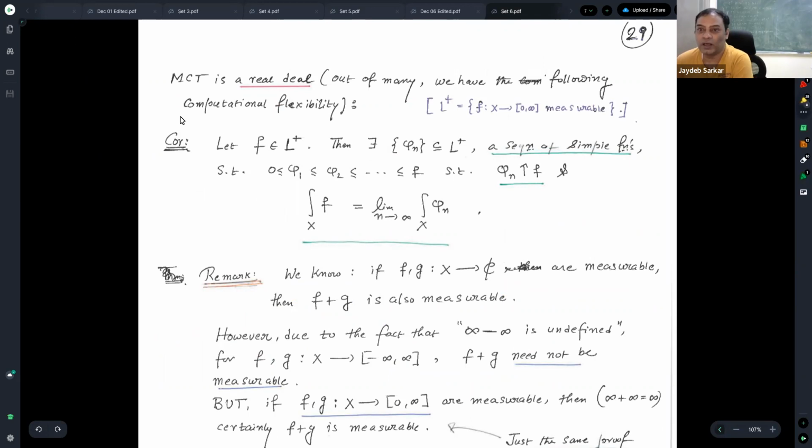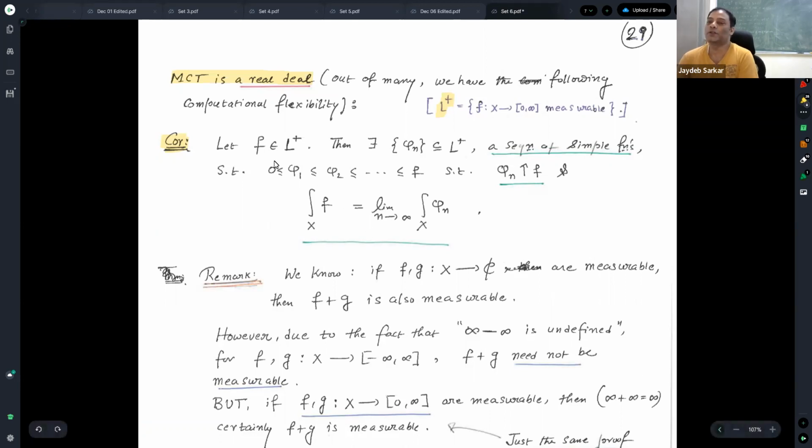So today, this is what I said. MCT is a real deal, and out of many, right now I'm going to show you one. So one more time, this L plus, as I said, is the set of all measurable functions from X to [0, infinity]. Okay, this is positive, and that's the reason I have said plus. And we will use this without mentioning it, and you are also going to use it in the entire course, even after today's lecture.